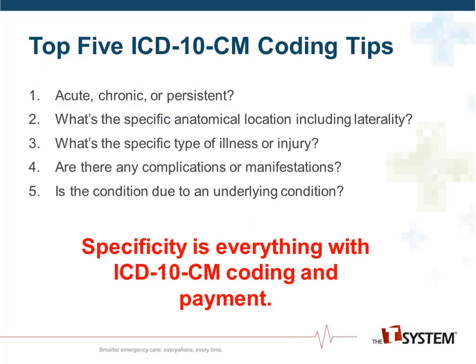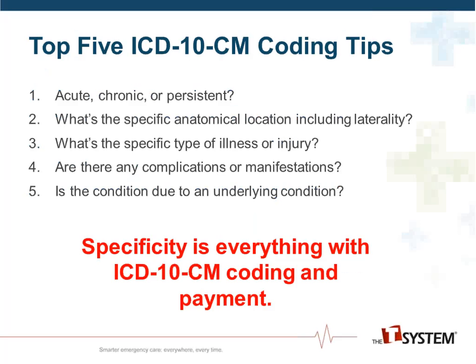So I know that that's a lot of information, particularly if you want to go at your providers right now. You don't want to throw all that information at them at once. So I have my top 5 coding tips, and these are the things I suggest you actually start working on as soon as possible. Is the physician or the mid-level provider specifying acute, chronic, or persistent? Those are across a lot of the diagnosis codes that are very common in the ED.